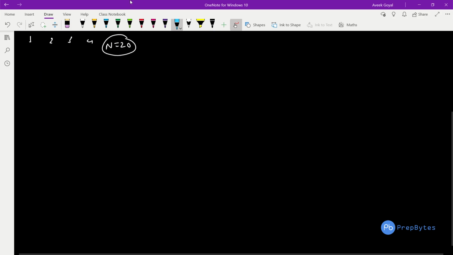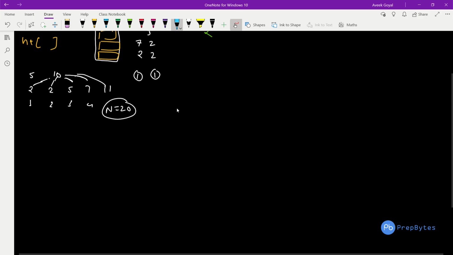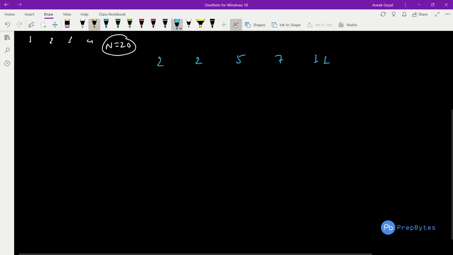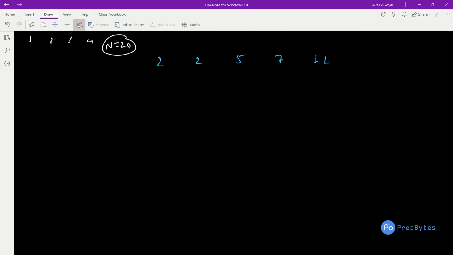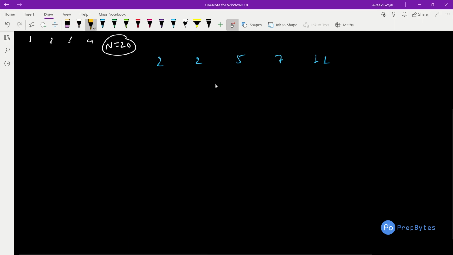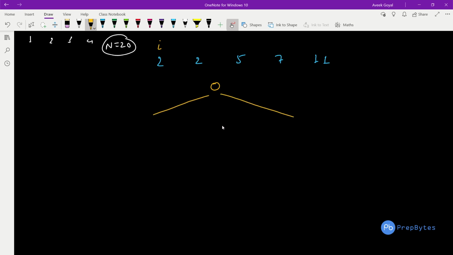So let's do this for the given array: 2, 2, 5, 7, 11. What is the current height that we are at? The current height occupied by the disks we have put. We have put no disk, so the current height is 0. Now for each index, let's denote it by I, we have a choice whether to put that index value inside our cylinder or not to put that value inside our cylinder.